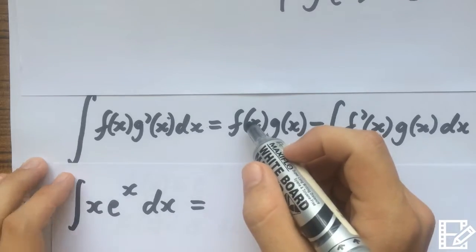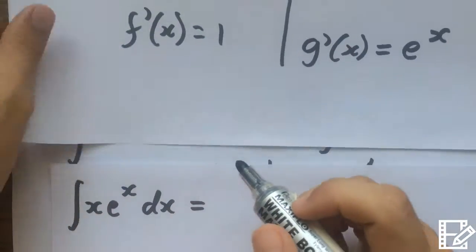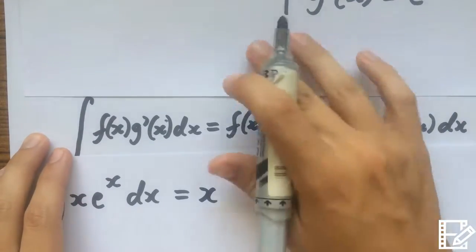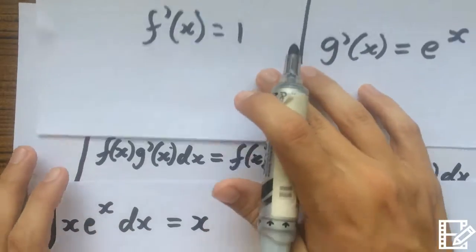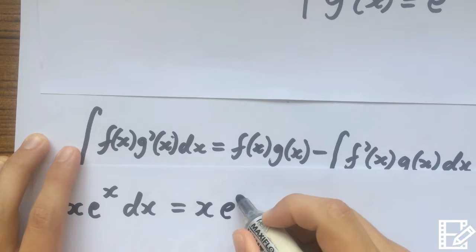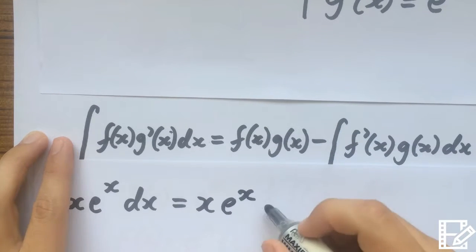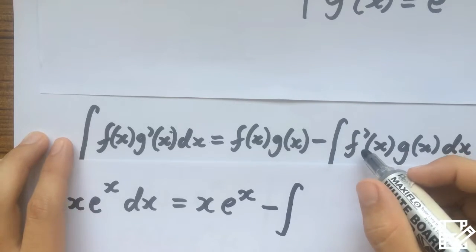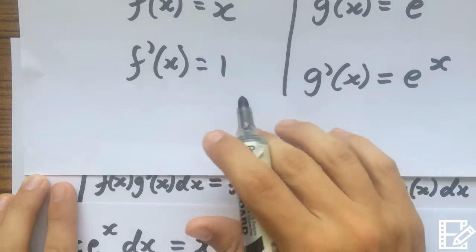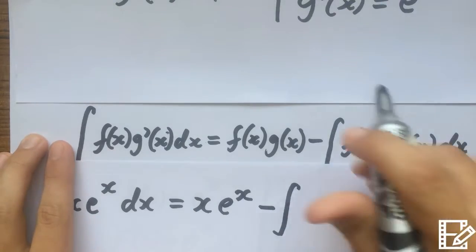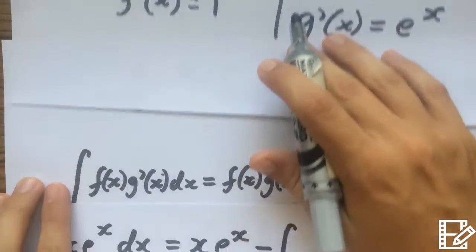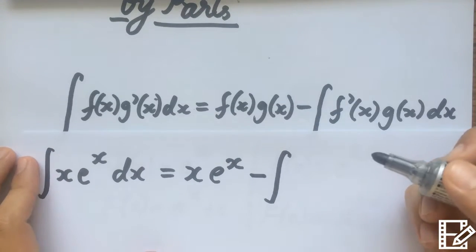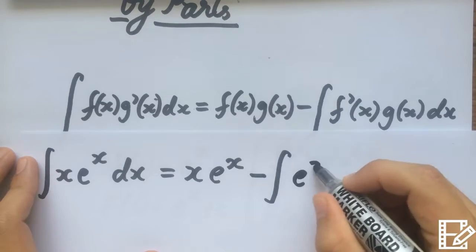So f(x) we've established is x. g(x) we've established as e to the power of x. And minus the integral, f dash x we've established as 1, and g(x) we've established as e to the x. So we have 1 times e to the x, or just e to the x.